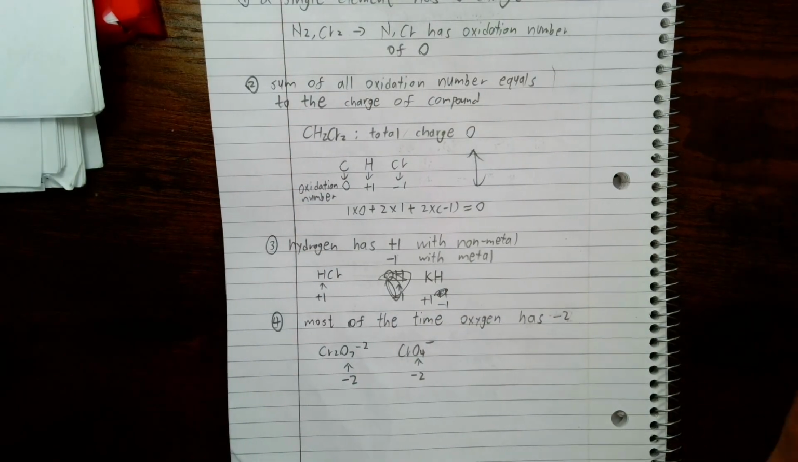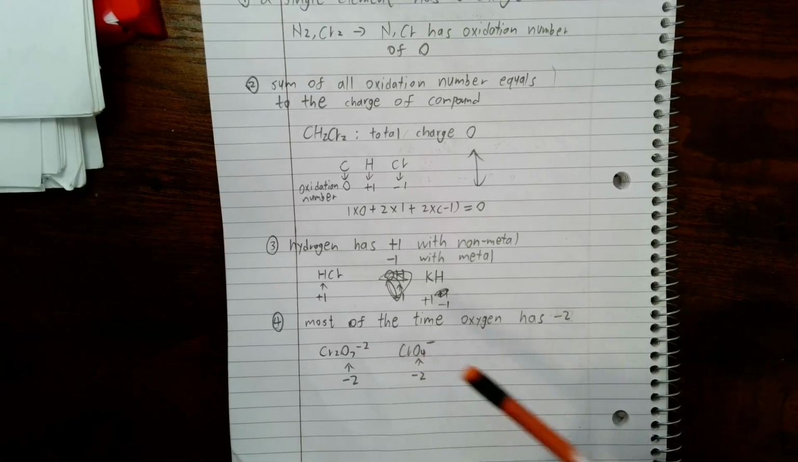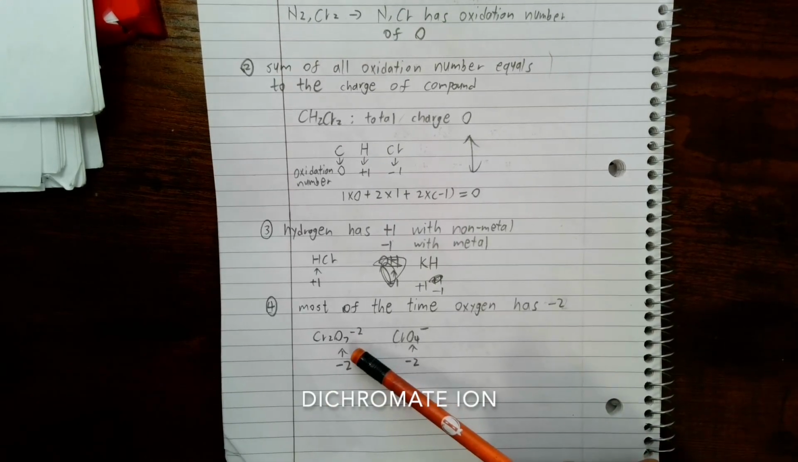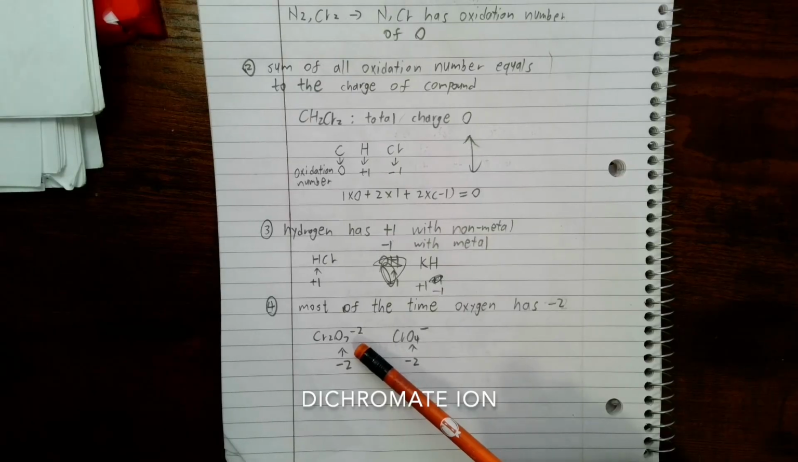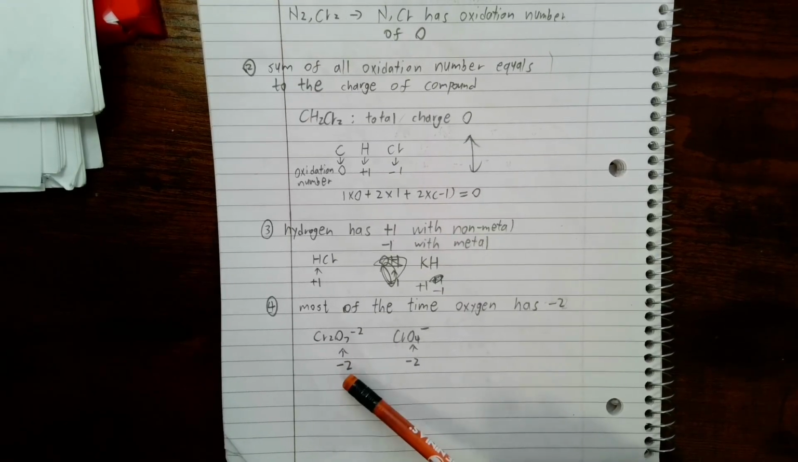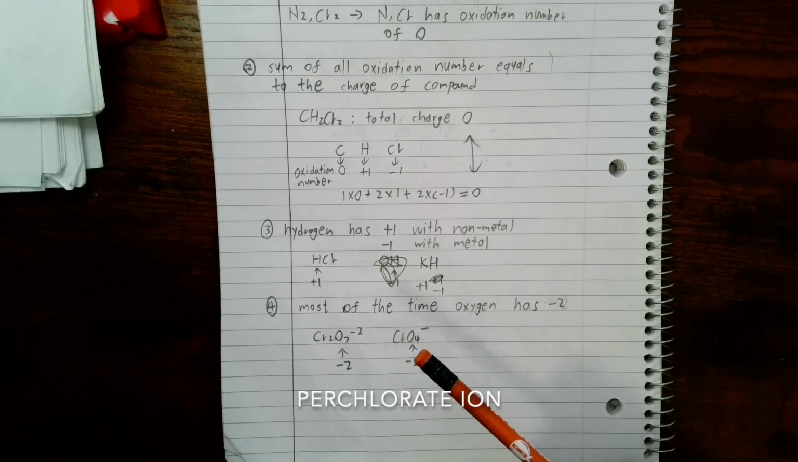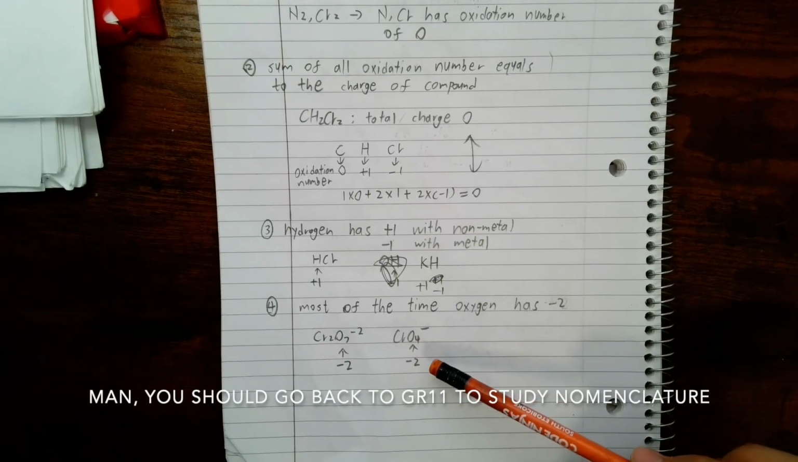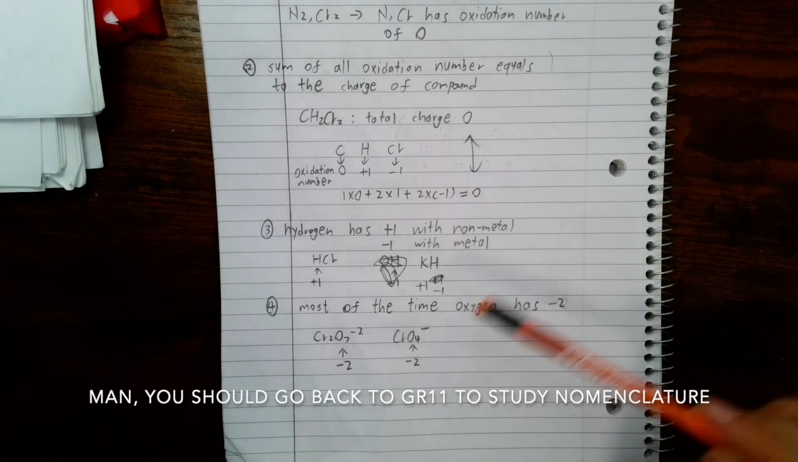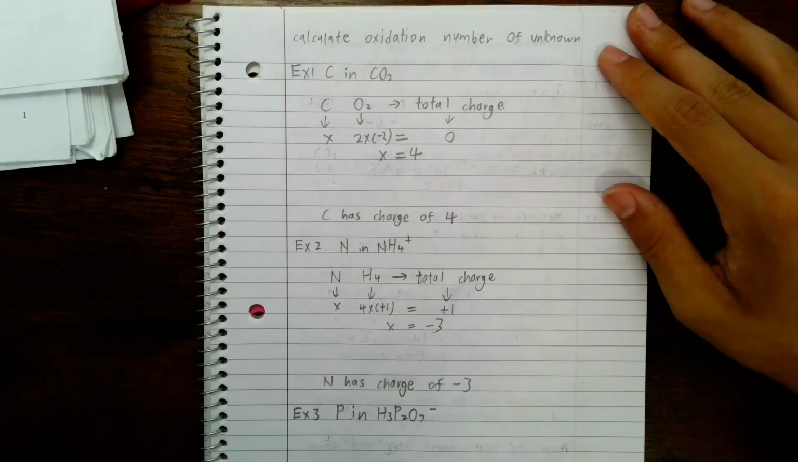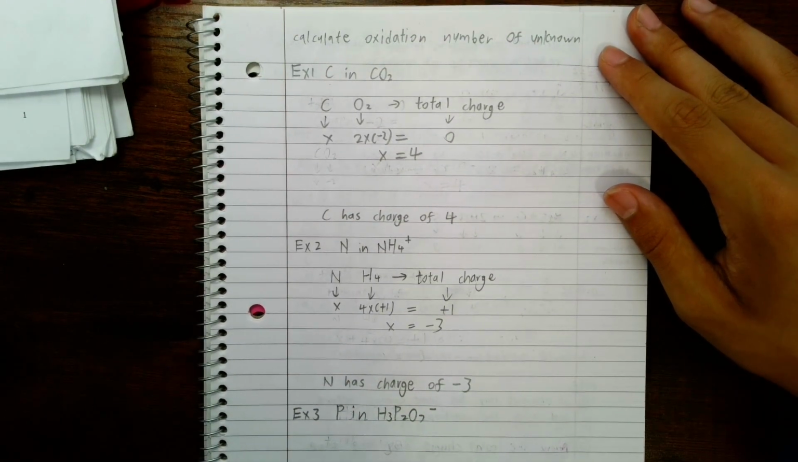Rule number 4, most of the time oxygen has a negative 2 charge, oxidation number, sorry. For example, in this chromium ion, the oxygen has negative 2. I forgot the names of those compounds, sorry. But anyway, the oxygen has an oxidation number of negative 2. And let's see some common examples. We'll be using the element where we know the oxidation number and find the element that we don't know the oxidation number of in the compound.